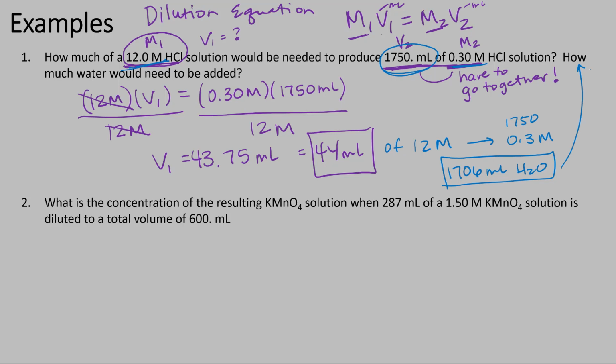All right, number 2. What is the concentration of the resulting KMnO4 solution when 287 milliliters of a 1.5 molar solution is diluted, keyword diluted, so that I know I have to use this equation, to a total volume of 600? So I have 287 milliliters, so I'm going to call this V1, this would be M1, and this would be V2, and I'm looking for M2.